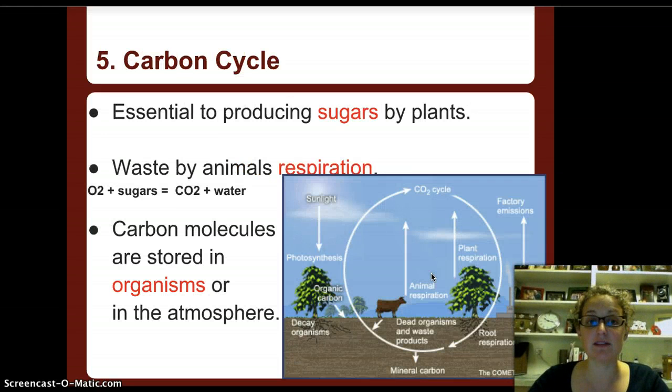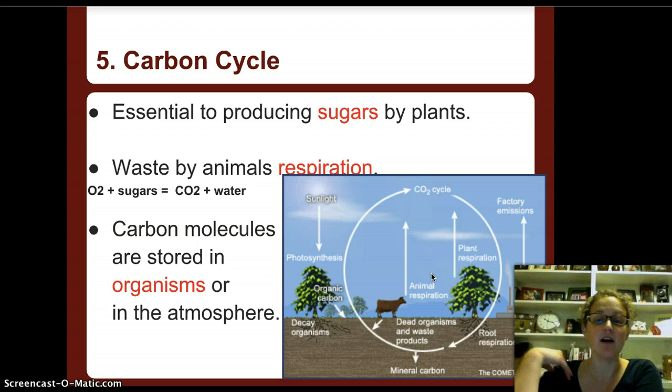So let's talk about the carbon cycle really quick. This is the third one we've talked about so far, carbon. And it's essential for producing sugars by the plants. We have to produce carbohydrates. And then animals are also going to give this off in respiration.